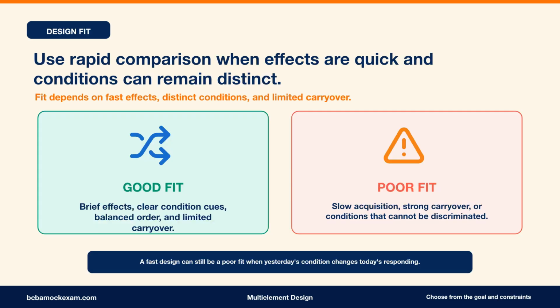Multi-element designs fit best when effects appear quickly, conditions can remain distinct, and carryover is limited. They are weaker for slow skill acquisition or treatments whose effects accumulate across sessions. In those cases, rapid switching may compare a mixture of current and previous conditions rather than 2 separable effects. The research question may still be comparative, but another arrangement may be needed to preserve interpretability.